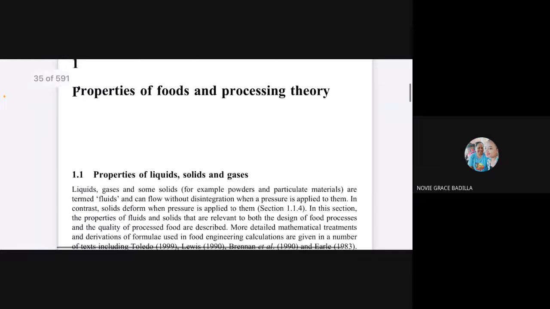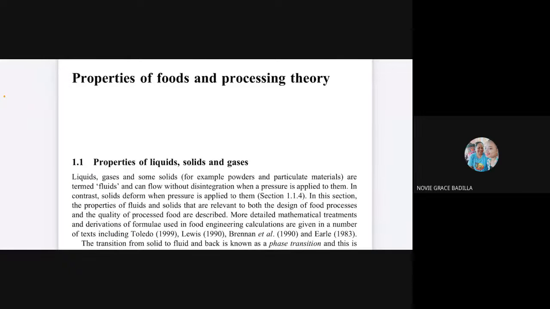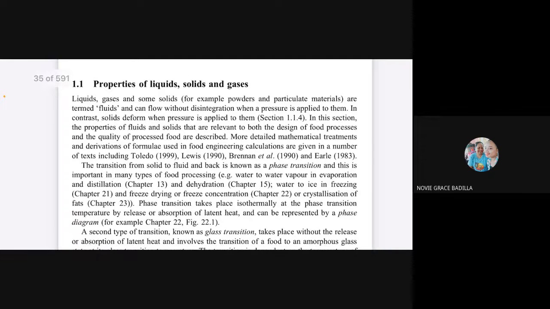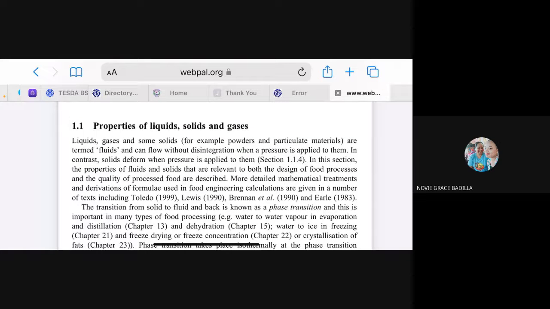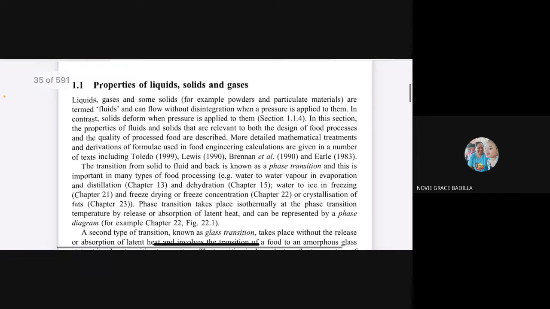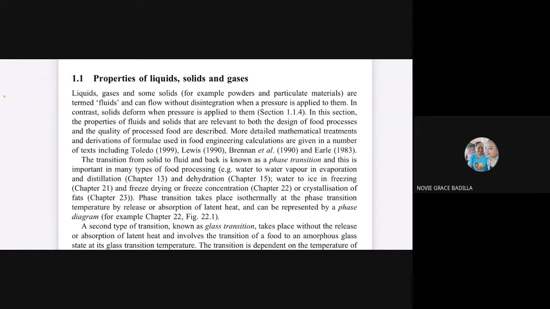So, moving on, we shall have the properties of foods and processing theory. Since high school, you already know the properties of liquids, solids, and gases, right? And it has various effects when you prepare food with these phase properties. What will happen if you are dealing with fluid? That is why we have measuring cups. And what will happen if you are dealing with gases, like, for example, ice cream using liquid nitrogen.